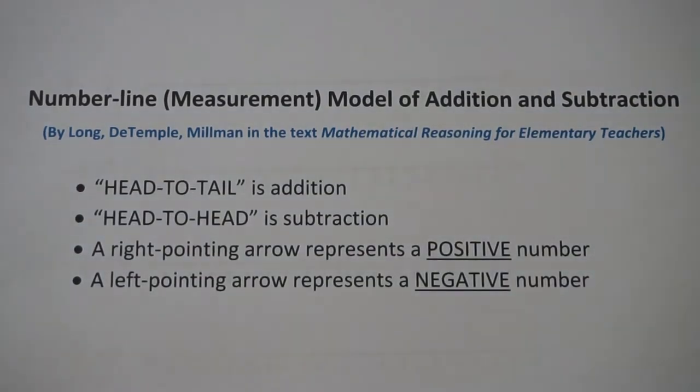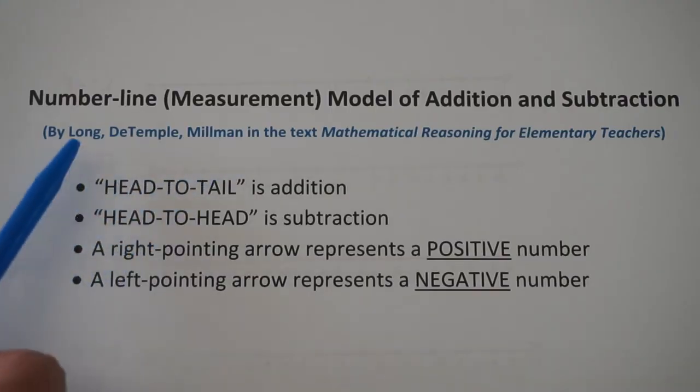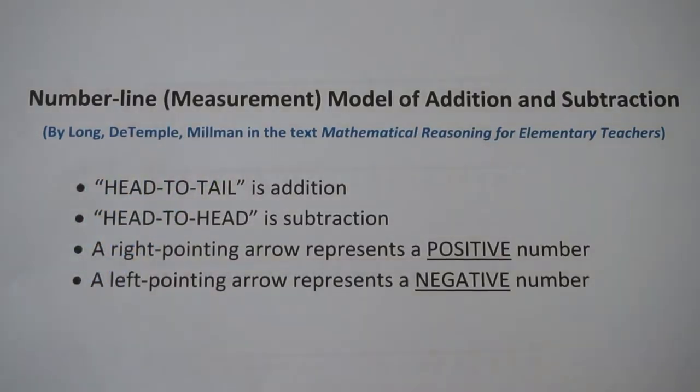This is the second video in a series of 2 videos on the numberline or measurement model of addition and subtraction. Numberline and measurement used in this context mean the same thing. As we saw in the first video, which I will link in the description below, we are going to be using the model as it is set forth by Long, de Temple, and Millman, the authors of our textbook, Mathematical Reasoning for Elementary Teachers. We also saw in the first video that there are multiple different ways that teachers use a numberline model in their classroom, but we're going to follow this specific approach.